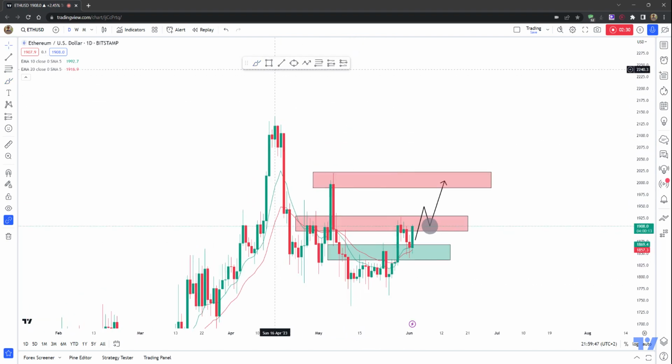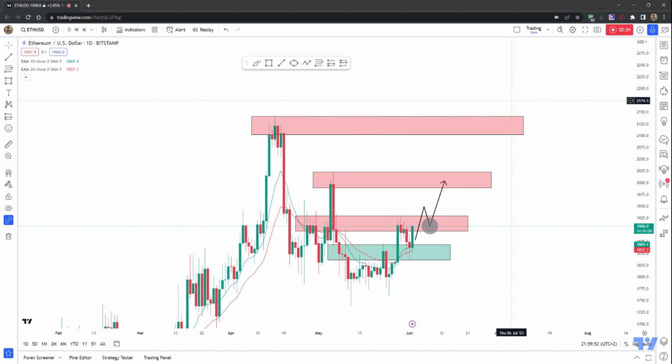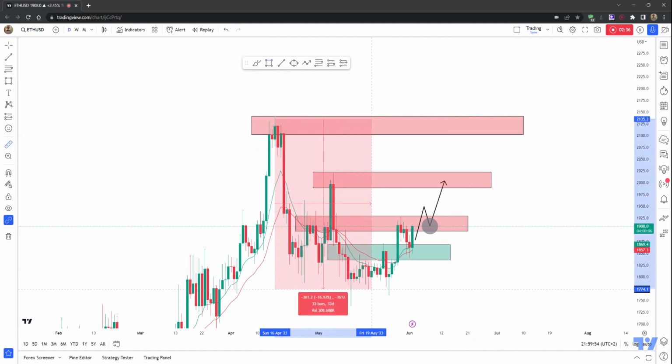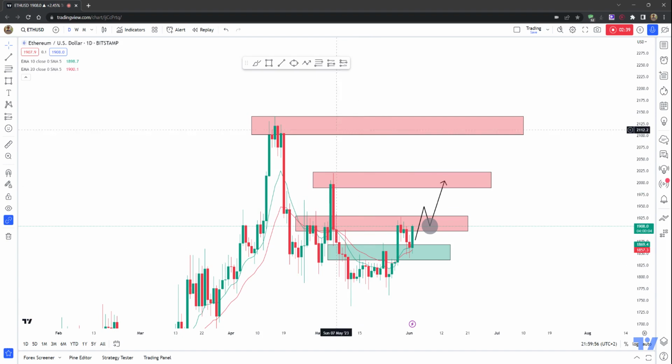And then you can see we have the next major previous resistance zone at this $2,125 level, from which we started all this quite harsh correction of about 20% towards the downside. And this would be turned quite strong resistance once again.